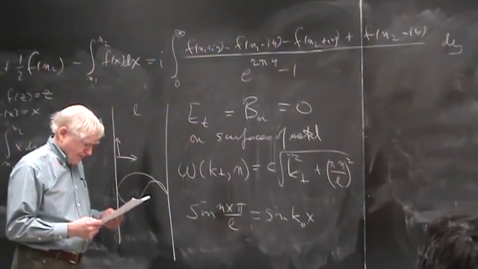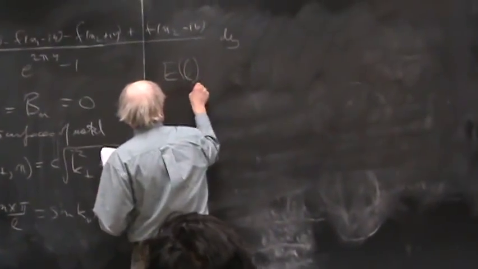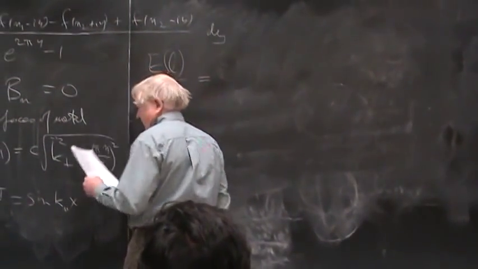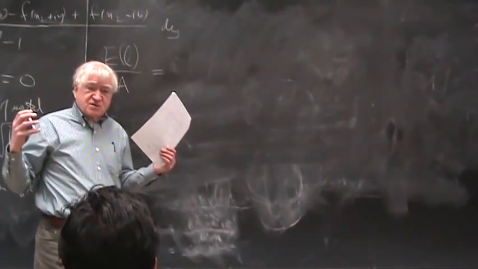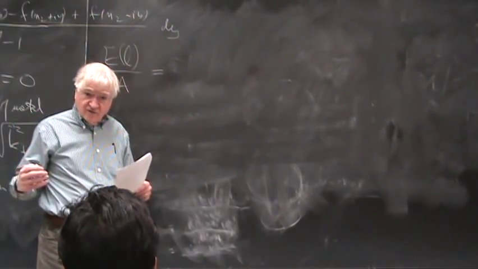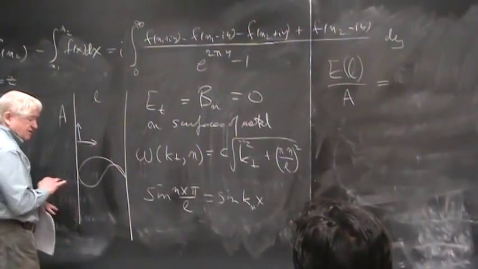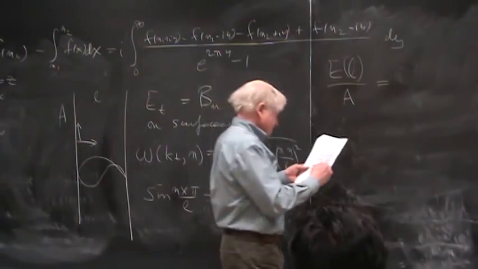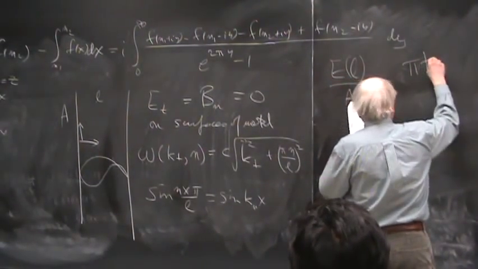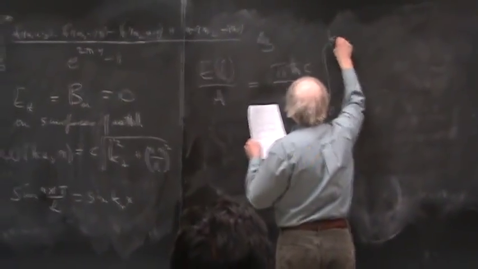All right, so then what is the energy per unit area, E of L divided by A? I guess I should have worked this out in detail for you, but it's basically the difference between the sum over the modes and the integral over the modes. In other words, if you don't have the plates here, then you don't have this quantization condition, and you just integrate over all wave numbers. The difference between the two is the physical effect. So you get pi h bar c over L, and you have an integral up to some k max.